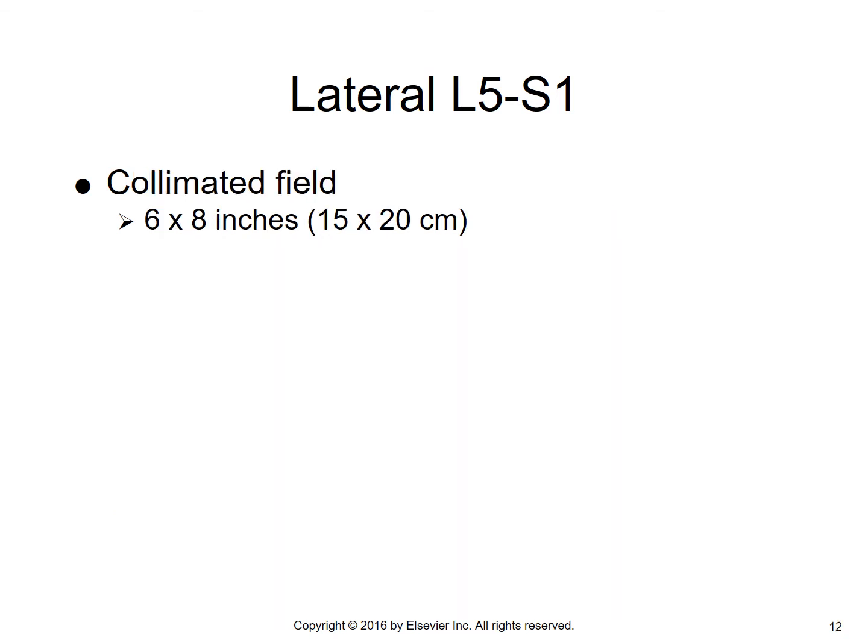You're going to use a collimated field, only about 6 by 8 inches. We call this the spot image, just looking at that vertebral space between L5 and S1.